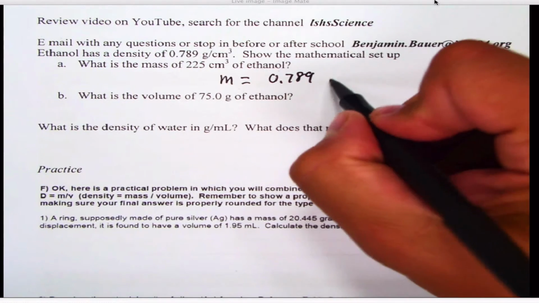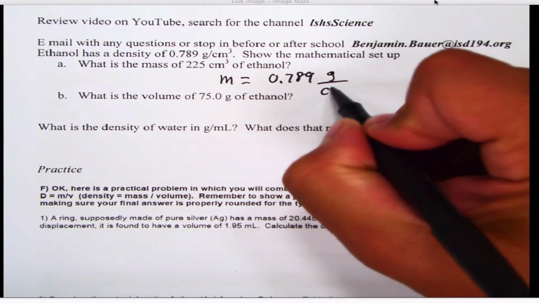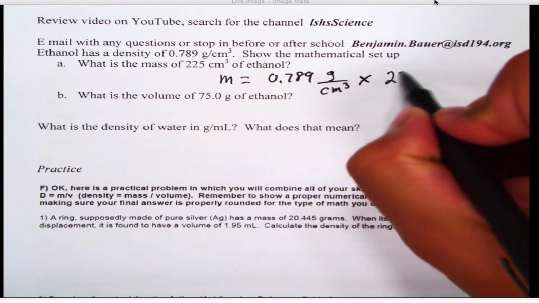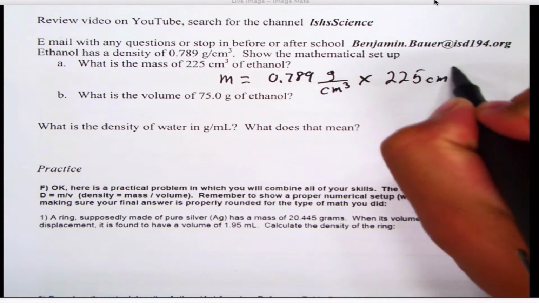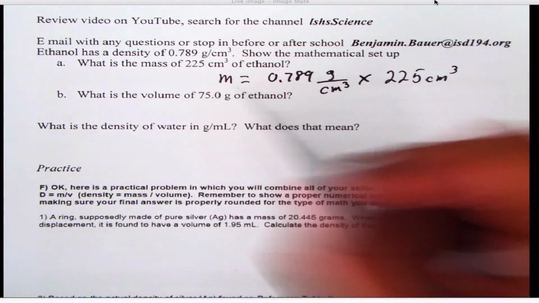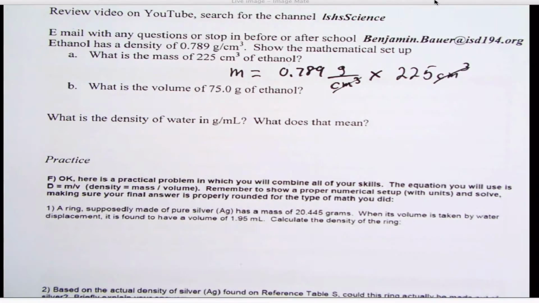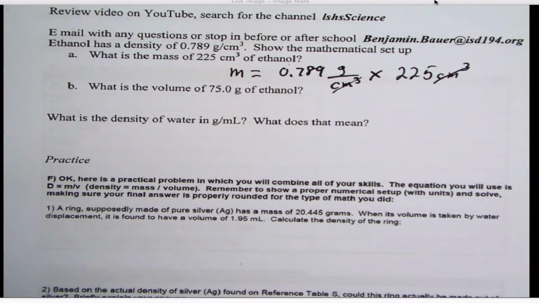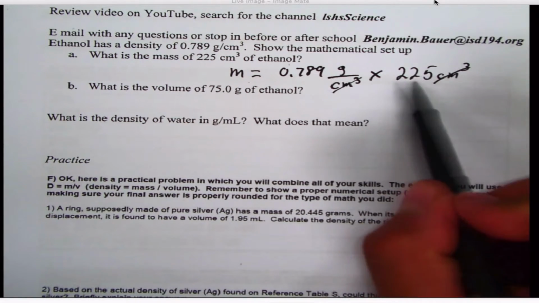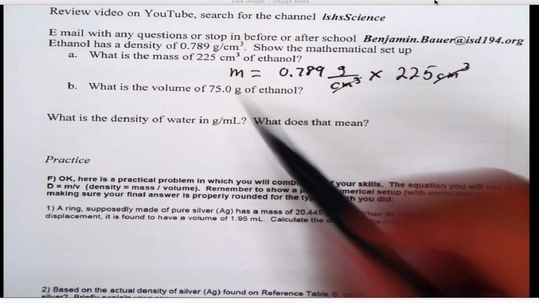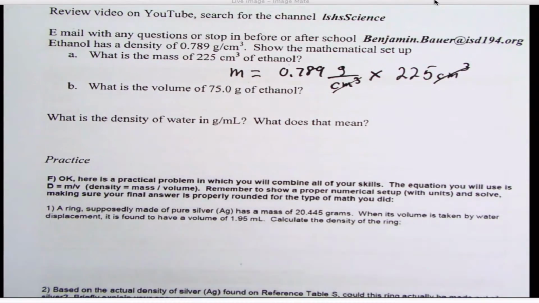So mass is equal to 0.789 grams per cubic centimeter times 225. Now notice, mass is going to be measured in grams. Notice how the volume cancels out. All right. And by the way, your answer should be rounded to 3 significant figures, if you did it right. So what's the volume if you have 75 grams?